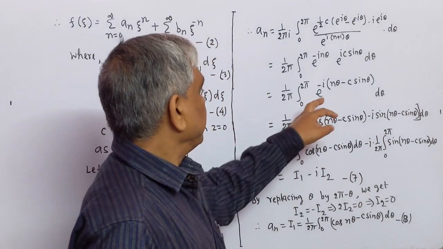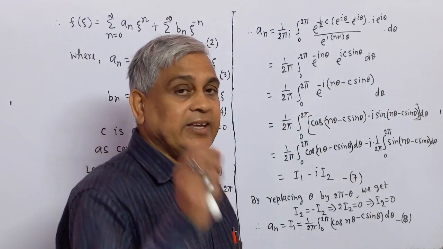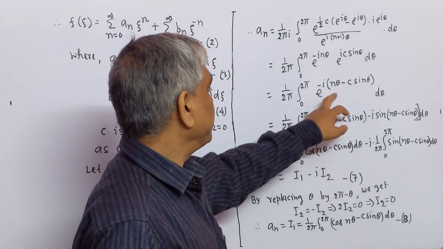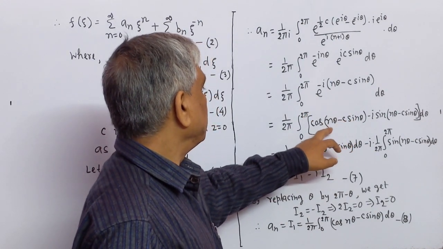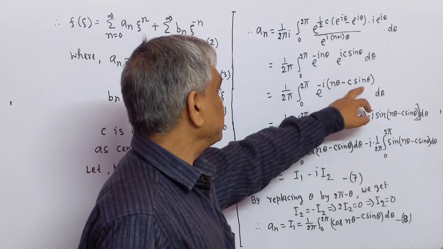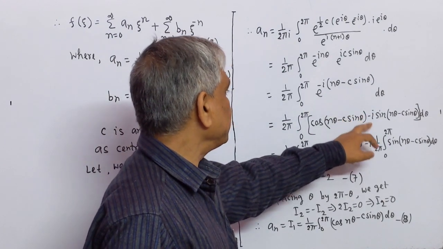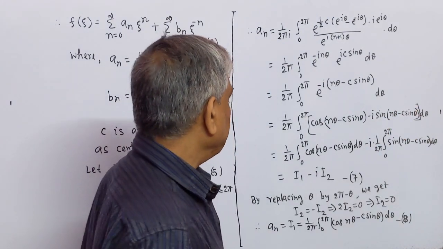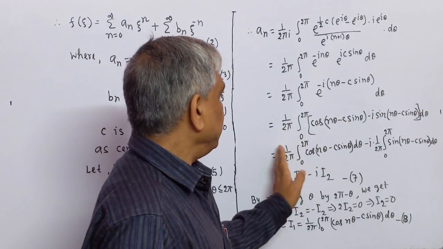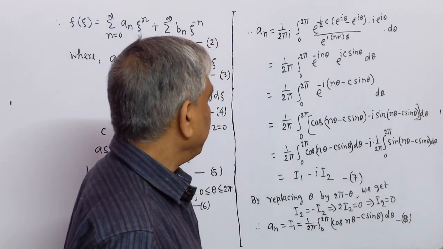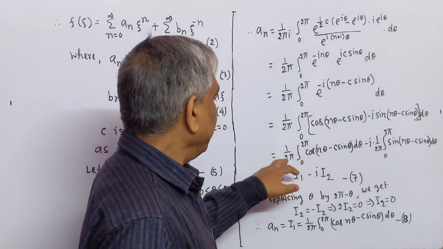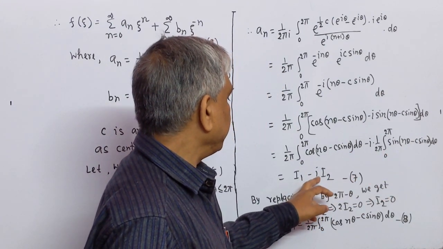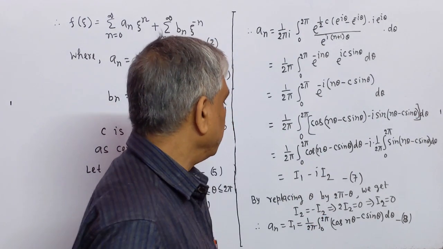And we know that e^(-iθ) = cos θ - i sin θ. We apply this formula here. So cos(nθ - c sin θ) - i sin(nθ - c sin θ) dθ. We separate these into two integrals, and this part is I₁ and this part is I₂. So here I₁ minus i I₂.